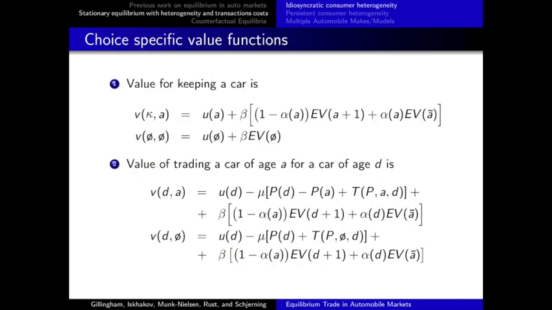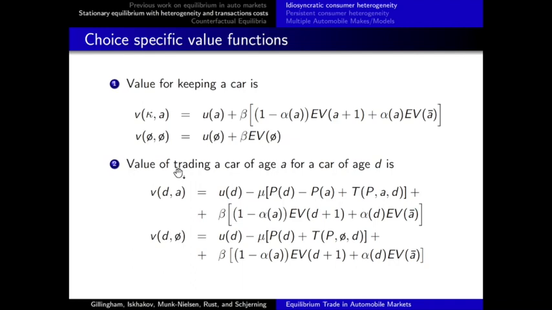Anyway, so let's look at the choice-specific values. These are the value functions. Here's the value of keeping. If you keep a car of type A, you get the utility of type A, and then you get the future expected utility of a one-year-older car that's aging, if it's not in an accident and ends up as a clunker. If you don't have a car and choose to stay with no car, then you get the utility of not owning a car plus the expected value of being without a car next period.